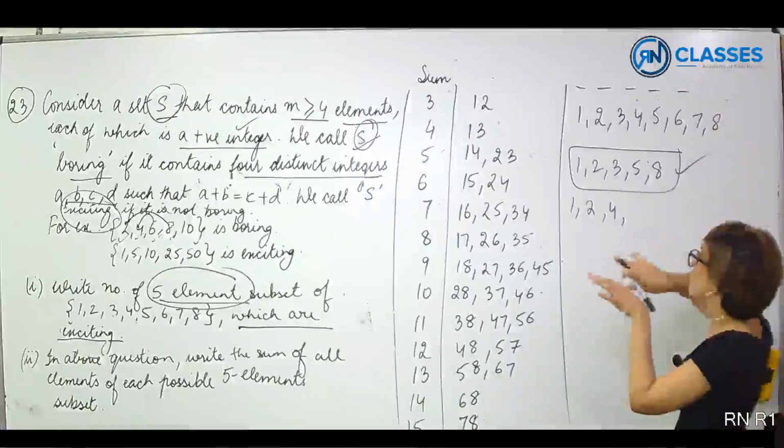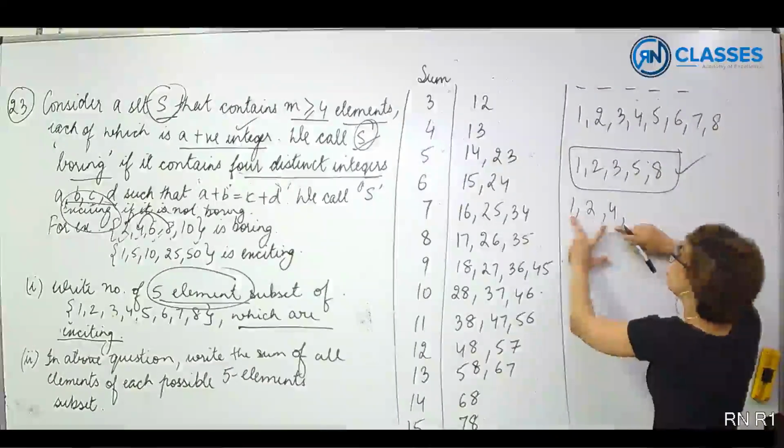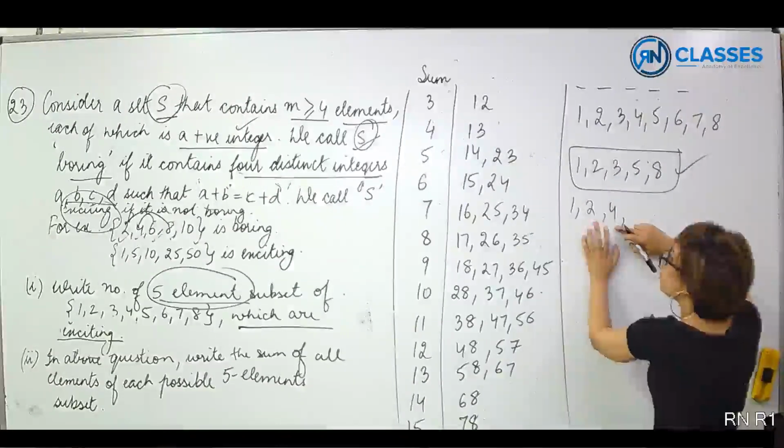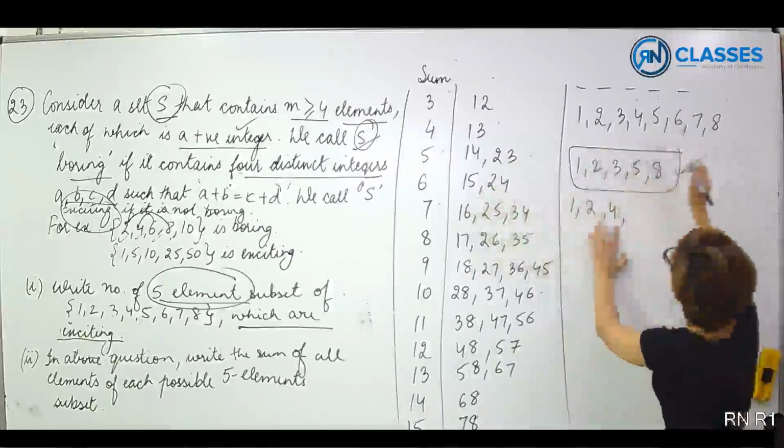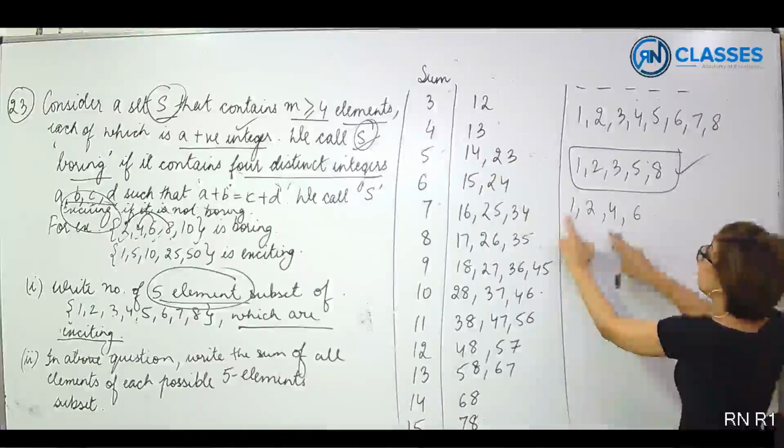3 I'm not putting in, so let me check the next one. 1, 2 is fine. 1, 4. 1, 4 is here. 3 को डालना ही नहीं था. 2, 4. I cannot put in 5, so I have put in. I can put in 6. Let's see. 1, 2, 1, 4, 1, 6.